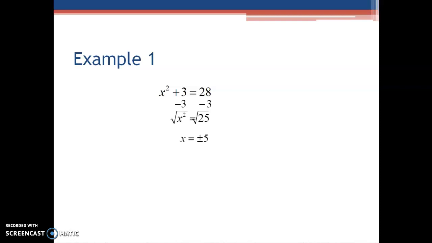Now the reason why it's plus or minus 5 is because at this step here, x could be equal to positive 5. 5 squared will give you 25. Or it could be equal to negative 5, because negative 5 times negative 5 is also positive 25. So x could equal positive or negative 5. And those are our two answers for this problem.